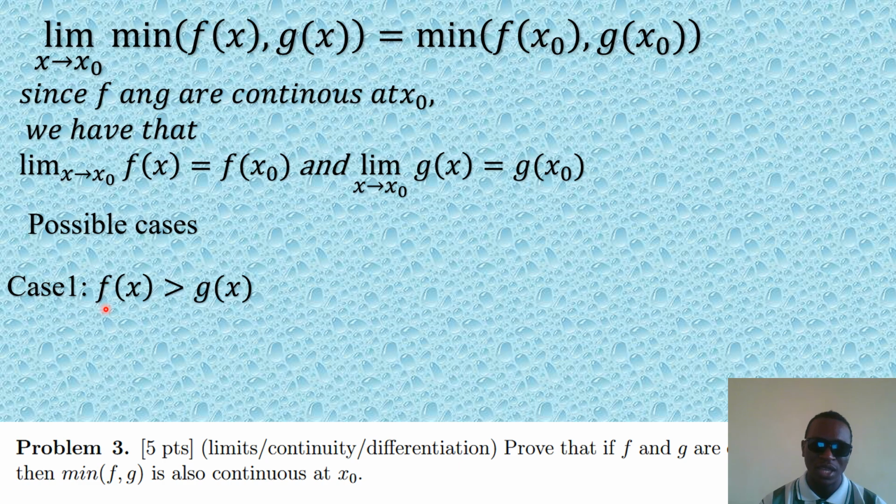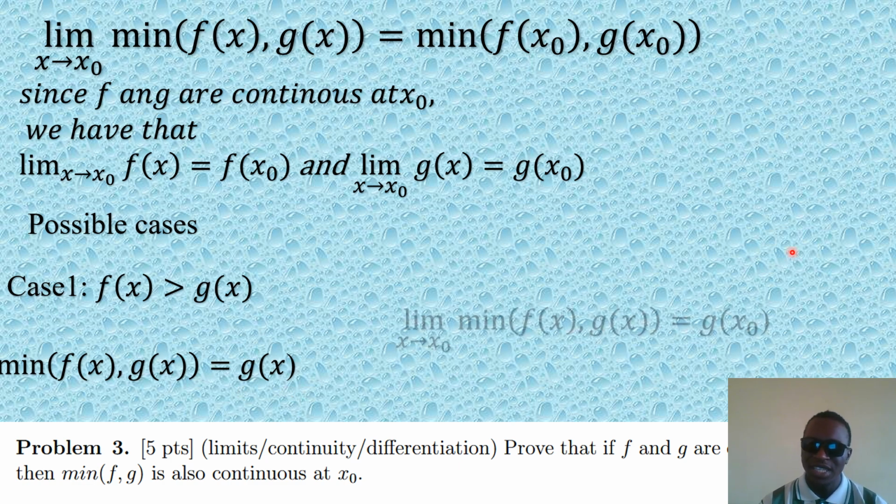Case 1, when f of x is strictly greater than g of x. It means that the minimum of the two will be the smallest. If f of x is greater than g of x, it means g of x is the smallest of the two. So the minimum of f of x and g of x will be g of x. I hope you understand that.